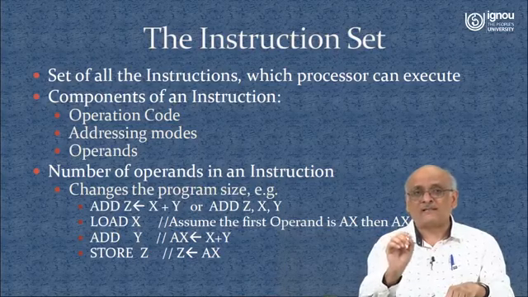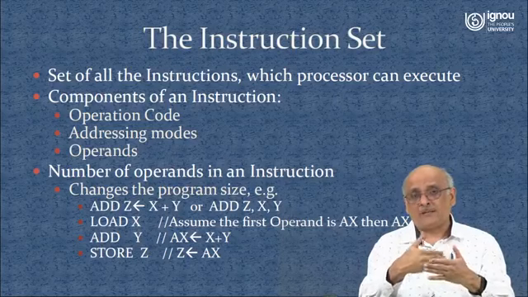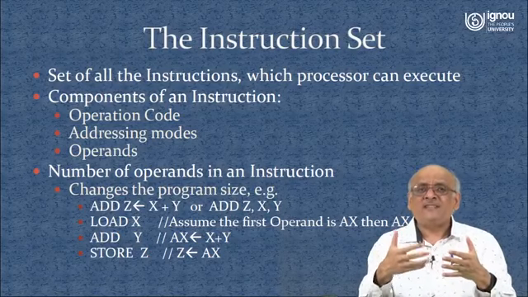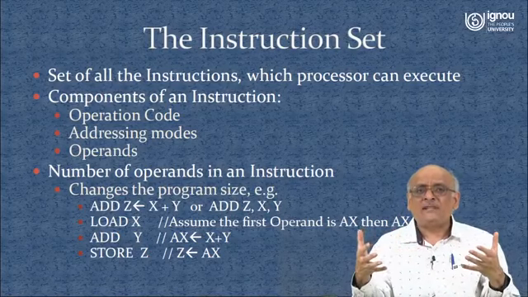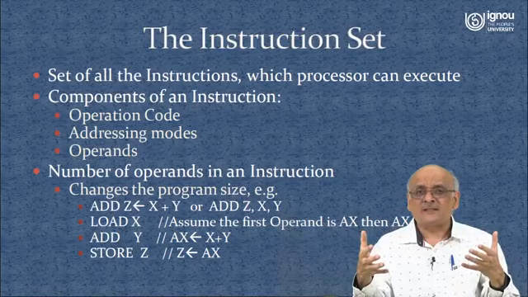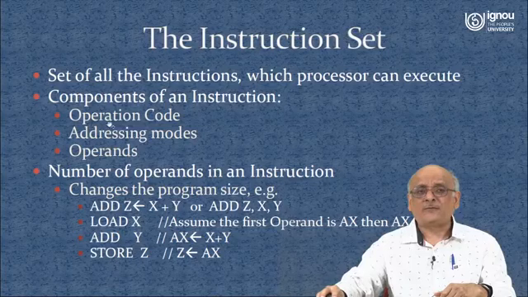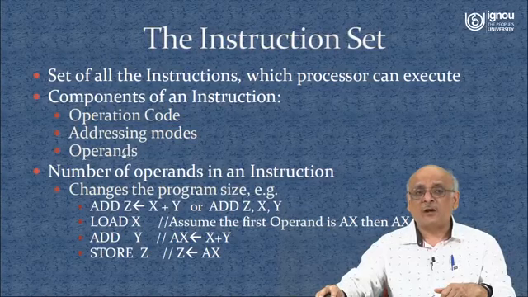I'll give you some examples once again here of those instructions. There are a number of instructions which are to be executed by the processor. But what is an instruction? What are the basic components of an instruction? Well, an instruction consists of 3 basic things. The first one is the operation code, the second one is addressing modes, and the third one is operands.